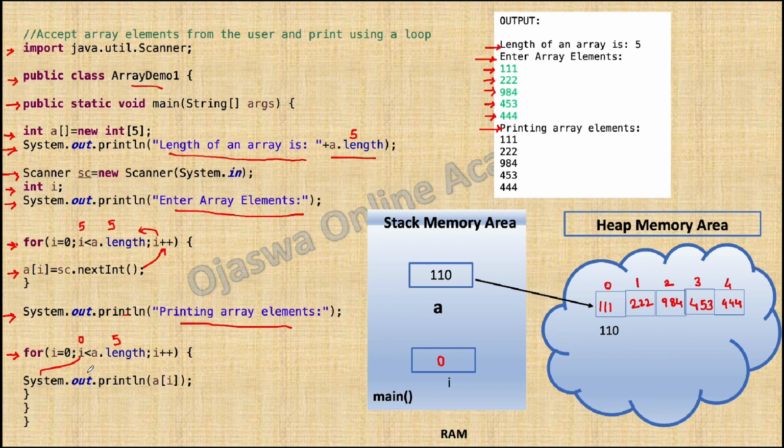Control of the program comes inside, and the statement System.out.println(a[0]). So the element present at the 0th location of array a is retrieved, that is 111 here, and it is printed to the console. Like this, the loop goes on iterating until the condition becomes false. Condition becomes false when i becomes 5. When i becomes 5, the loop terminates. And this way, by incrementing the counter variable, we access all the indexes of the array and print it to the console. So this is how you accept input from the user and print it.